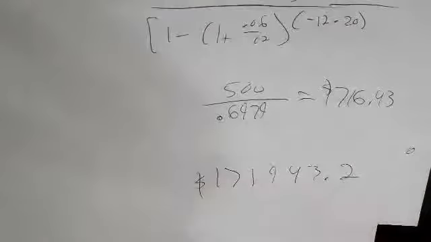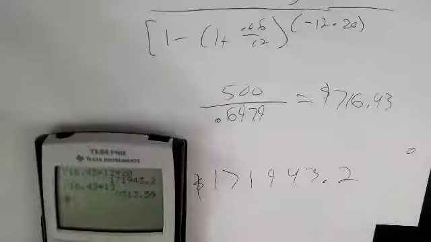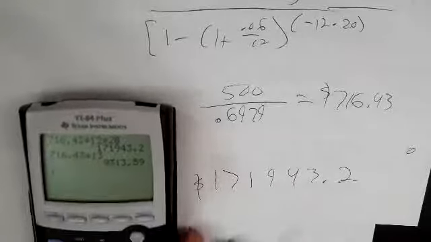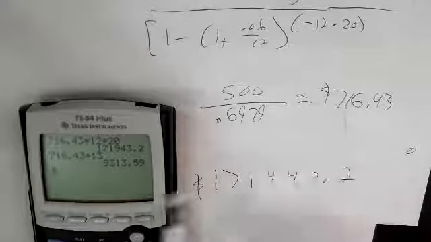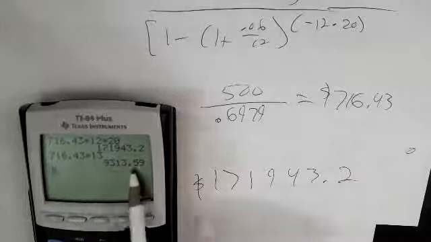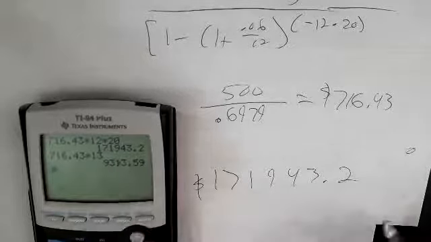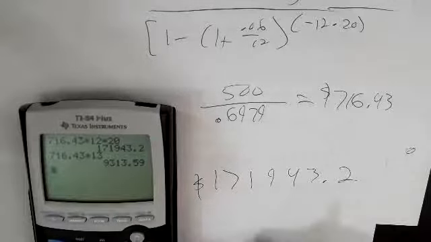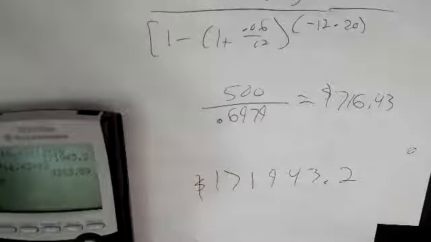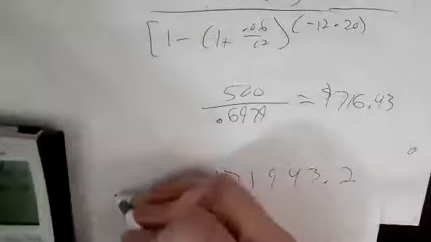That's kind of a weird thing to think about, huh? 716.43, and if we're making this payment 13 times, we're making this much in a year, right? So how many years is it going to take if we're doing 9,313.59 per year?